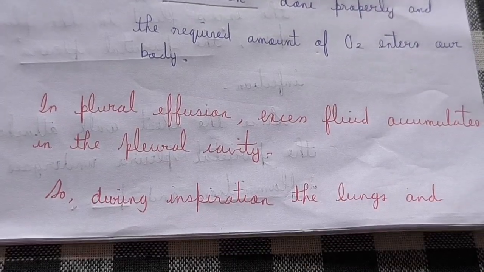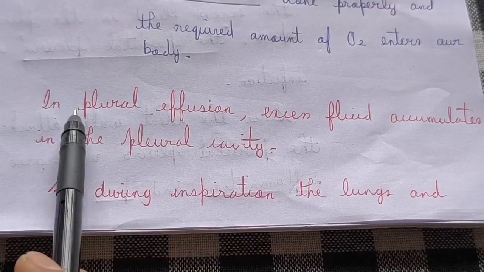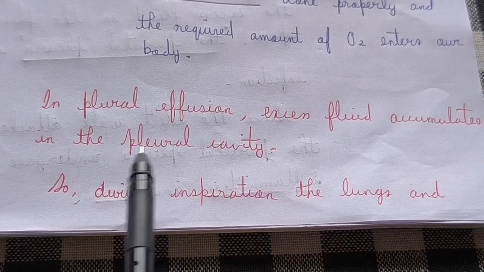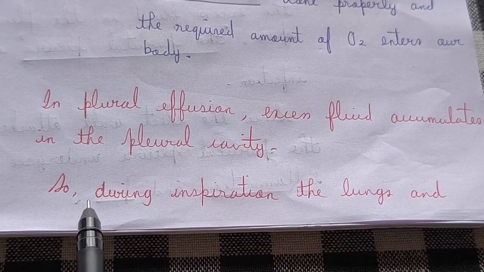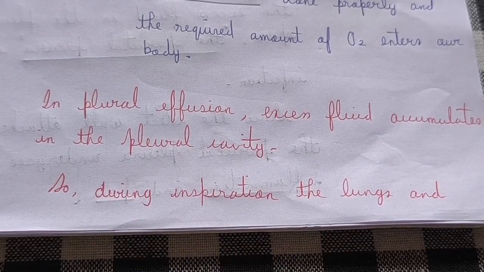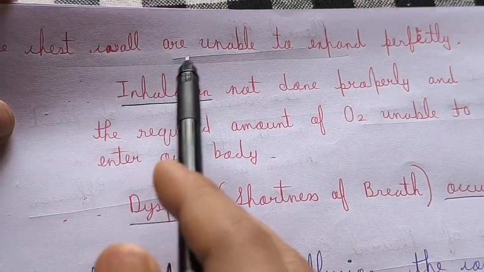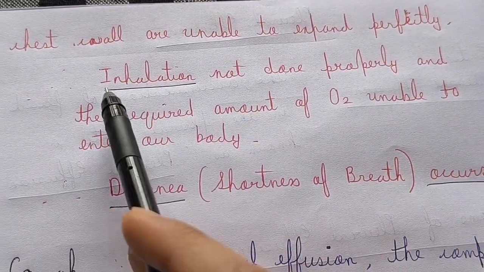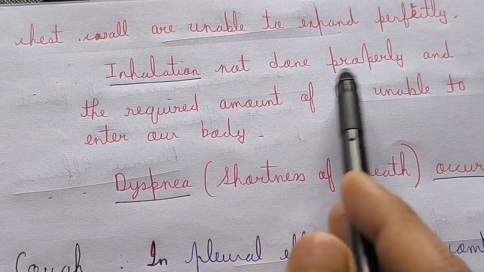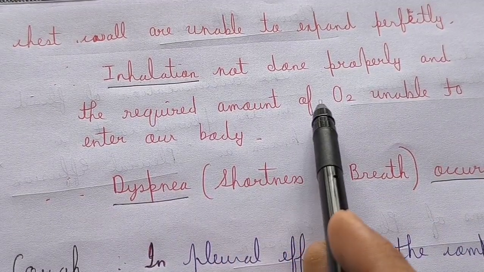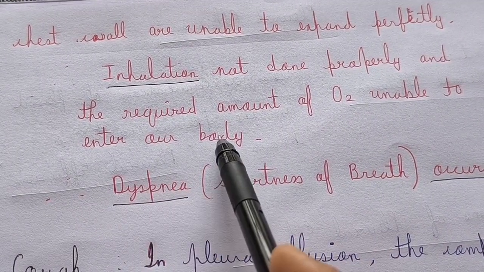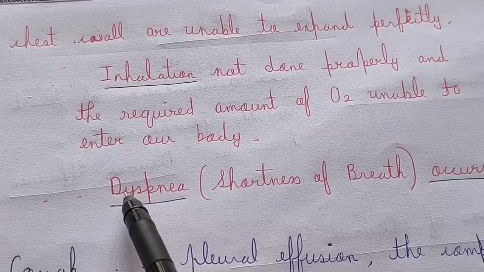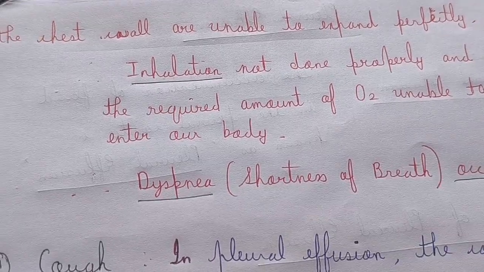But now I will discuss a pleural effusion case. In pleural effusion, excess fluid accumulates in the pleural cavity. During inspiration, the lungs and the chest wall are unable to expand perfectly. Therefore, inhalation is not done properly, and the required amount of oxygen is unable to enter our body, and this leads to a condition known as dyspnea, or shortness of breath.